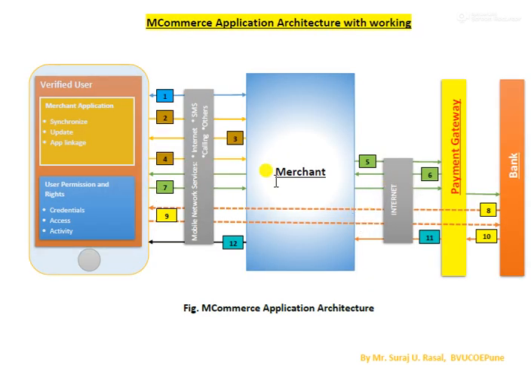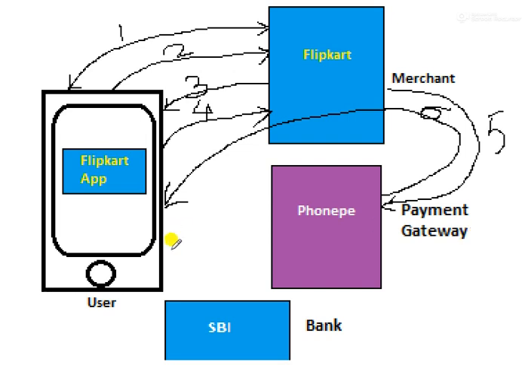When this request is received through the merchant by this user, the number 6 represents the request. After that, this user has to prove himself or herself as authorized through user credentials. Those user credentials will be delivered through the payment gateway to the bank directly. So it is a very simple thing.